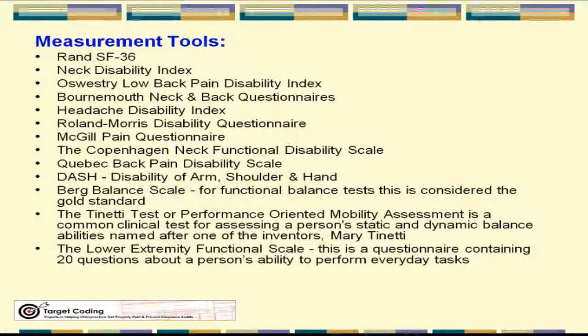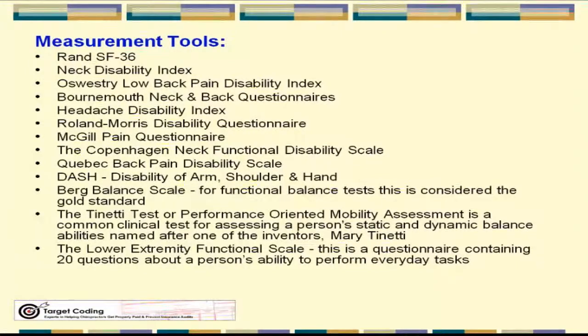For the neck, the gold standard, in my opinion, is the Neck Disability Index. Lower back, Oswestry and Roland Morris. The upper extremity, I like the DASH form, which is the Disability of the Arm, Shoulder, and Hand. And then the LEFS, the Lower Extremity Functional Scale. This is a questionnaire containing 20 questions about the patient's ability to perform everyday tasks. Very important if you're going to be using tools.